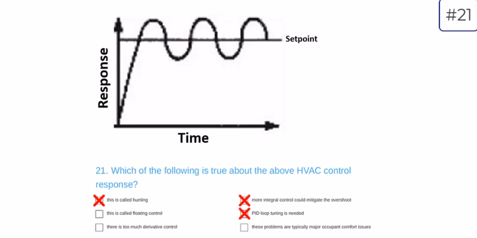Derivative control. Derivative control should almost never be used in HVAC. It's just not worth the potential risk for trying to predict an overshoot or a correction. And that's why most HVAC control really is just P and I.